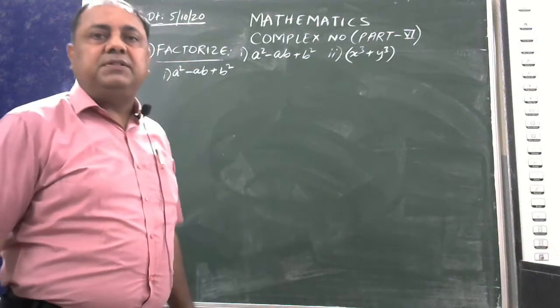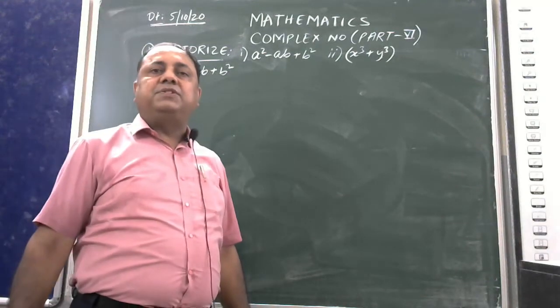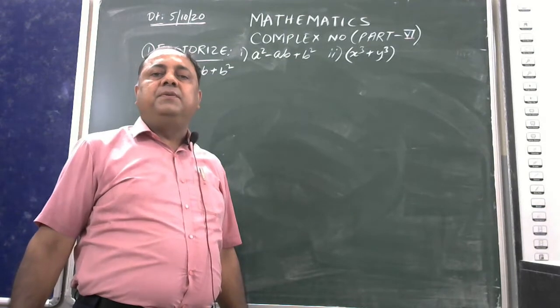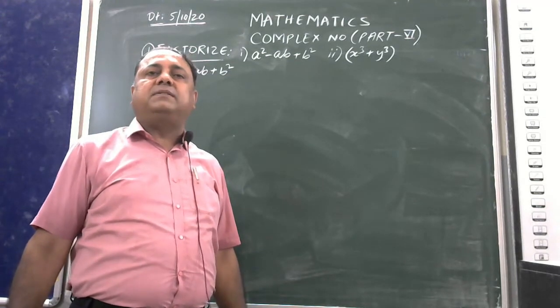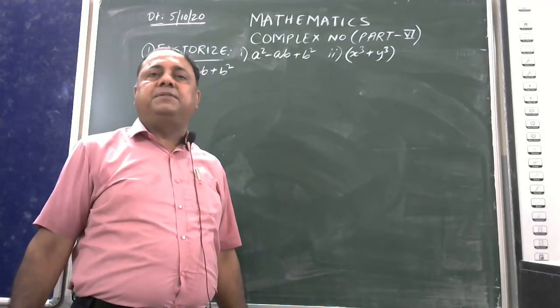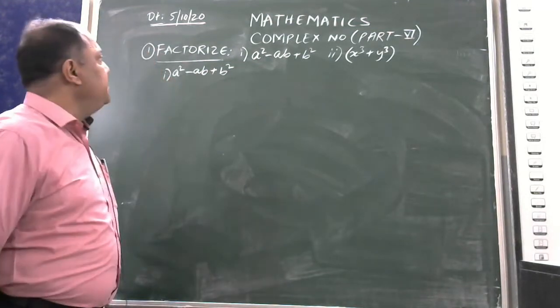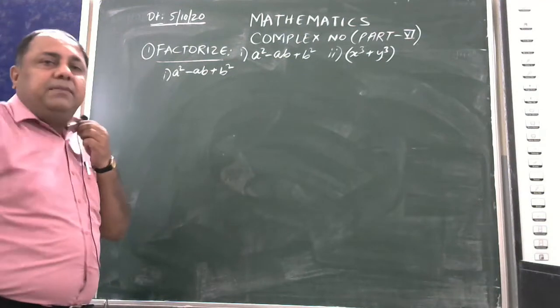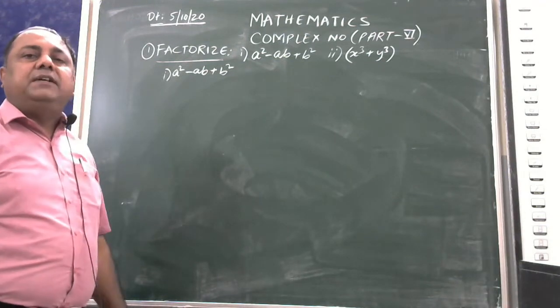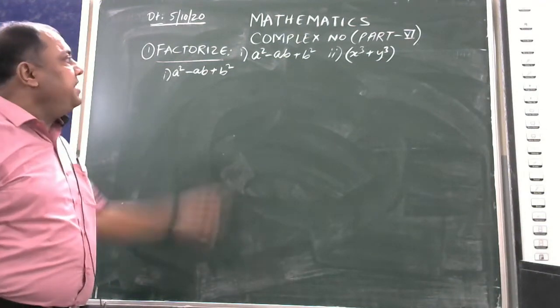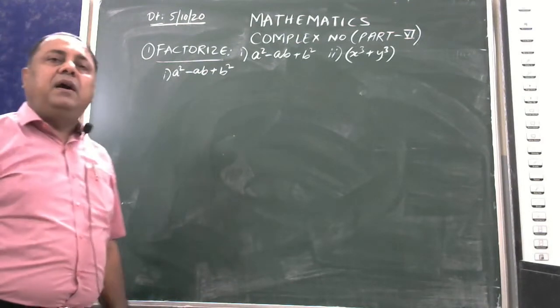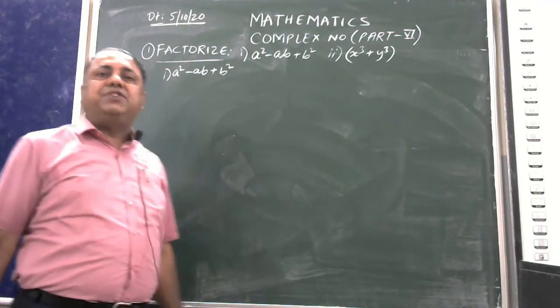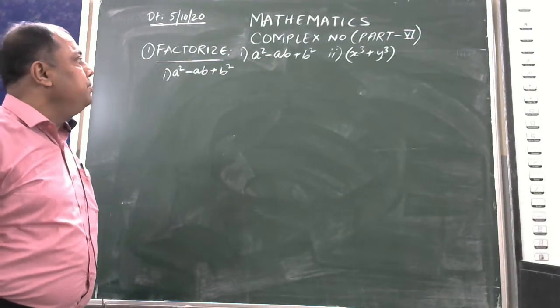Good morning, boys. Today, I will start with problems which carry 3 to 4 marks in complex numbers. My first problem is how to factorize a square minus ab plus b square. And my second problem in this case is how we will factorize x cubed plus y cubed.